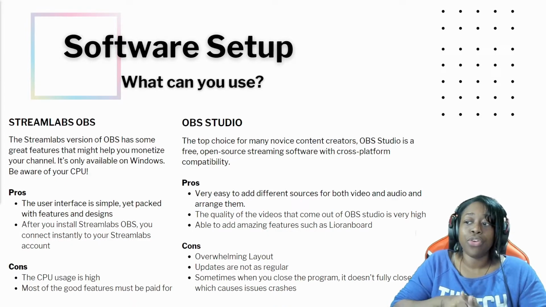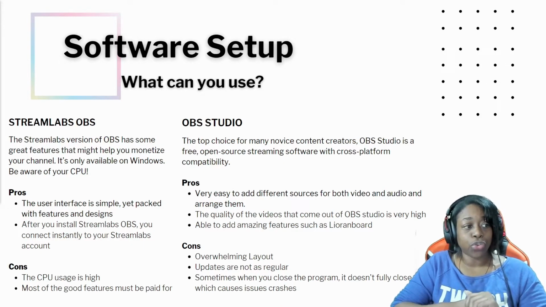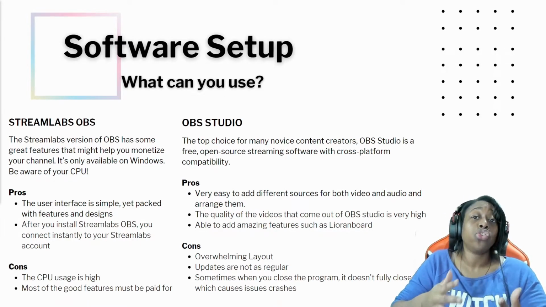Also, the quality of your videos can come out very, very well on OBS Studio. In fact, they can come out very high. I believe it's because of the encoder that they have on there, which is really cool. And like I said, you're actually able to use and add amazing features like Leorin board. Because it's an open source platform, it makes it a lot easier to trial a lot of different things out, to make your stream as unique as you want it to be.